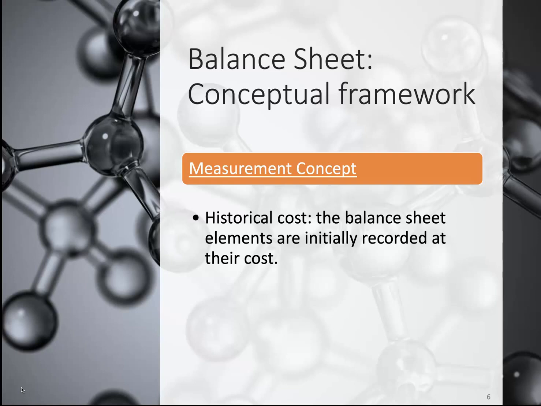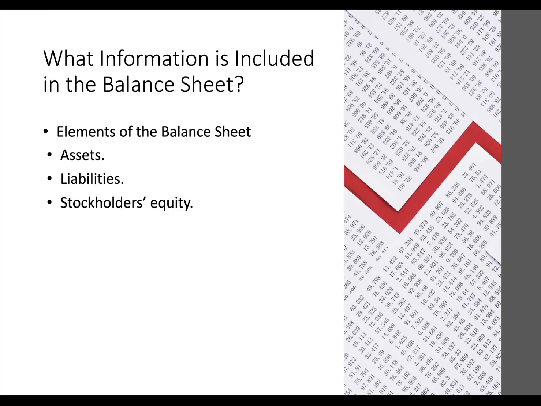to acquire the resource. As we introduced in Chapter 1, the elements of a balance sheet include assets, liabilities, and stockholders' equity. If you remember, assets always equal liabilities plus stockholders' equity because assets are the resources that the company needs to run its business. Liabilities and stockholders' equity are how the company funds itself.